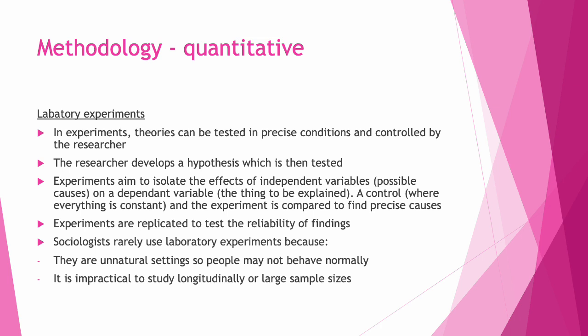Experiments aim to isolate the effects of independent variables. A control and the experiment is compared to find precise causes. Experiments are replicated to test the reliability of findings. Sociologists rarely use lab experiments because there are unnatural settings so people may not behave normally, and it's impractical to study longitudinally or large sample sizes.